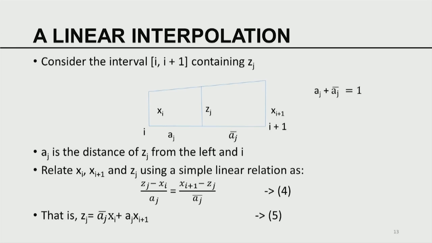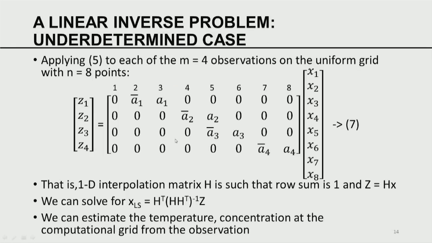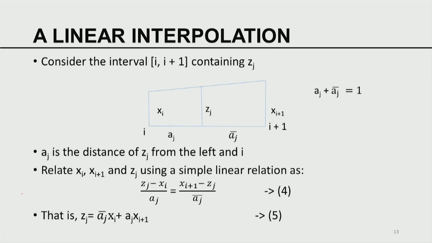So I hope the problem is clear. Now I am going to talk about how we take these 4 observations and create estimates of the 8 unknowns. This is done by simple linear interpolation that we learned in a first course in numerical analysis. So let us consider the ith subinterval, I to I plus 1. Let the jth observation be contained in this interval. Let the jth observation be located at a distance aj from the end I. Since the distance between I and I plus 1 is 1, the distance of zj from I plus 1 is aj bar, where aj bar plus aj is 1. So aj bar is 1 minus aj.